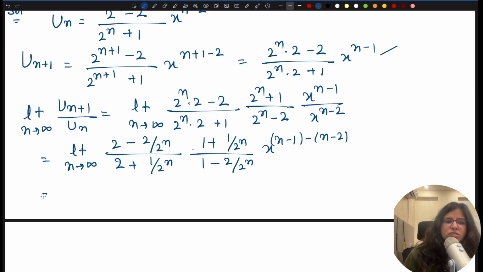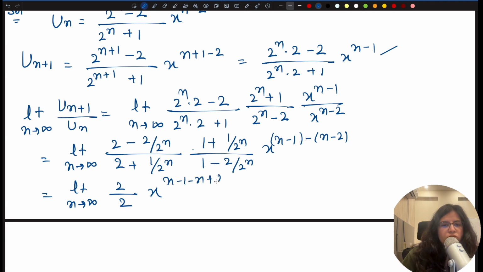Okay, so you put the limit n tends to infinity, so this goes to 0, so here 2 is left, this also 2 is left, here 1 will be left, and what power of x is left? n minus 1 minus n plus 2. So I'm just getting x here. The 2 cancels with 2, and the power of x is 1. So the value of this limit is x.